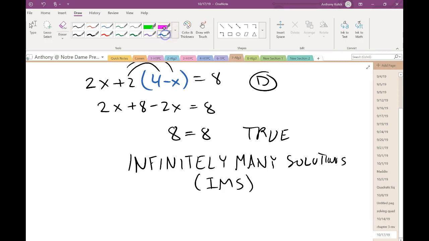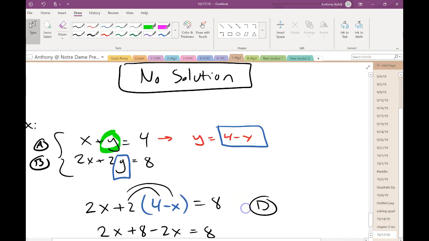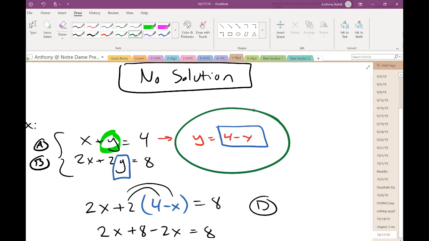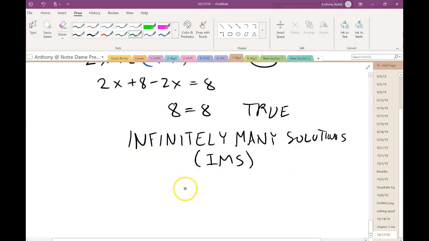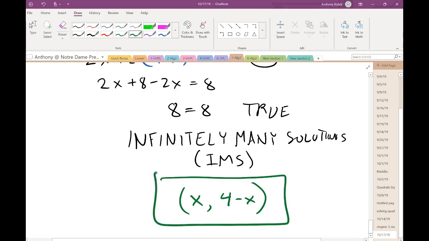So the way I'm going to do that is in my equation C back up here, I had isolated the y, right? I know that y is equal to 4 minus x. So what that means is I can pick an x, and to find its y, I do 4 minus x. So that is how I'm going to write my infinitely many solutions. Because how many choices do I have for x? Infinitely many. Right? I can pick any x I want, but I can't have any y I want. I have to find the y very specifically. It has to be 4 minus x.